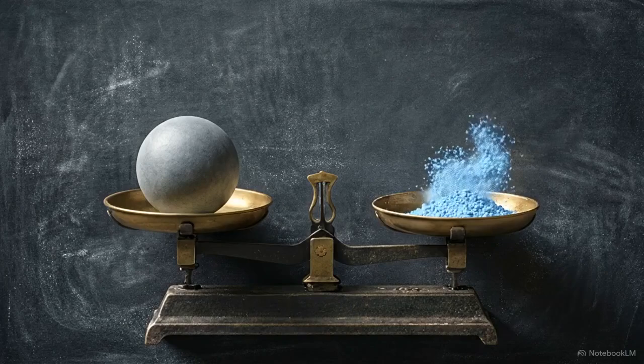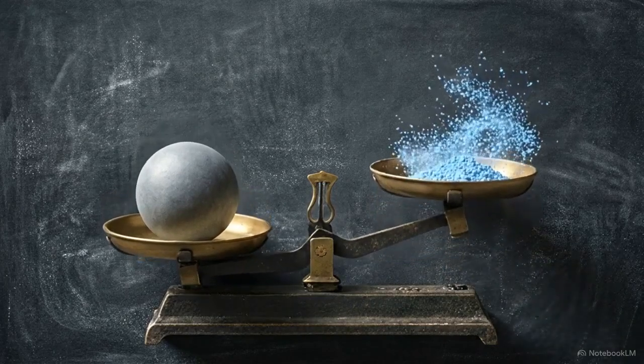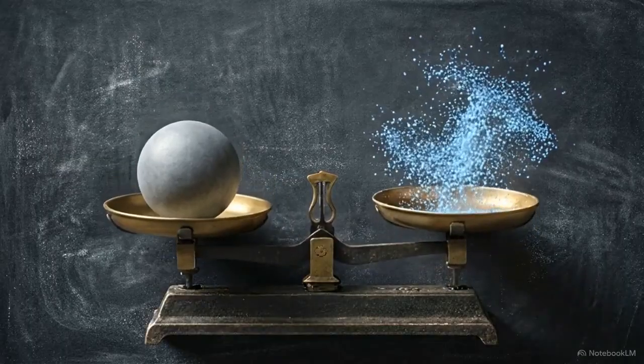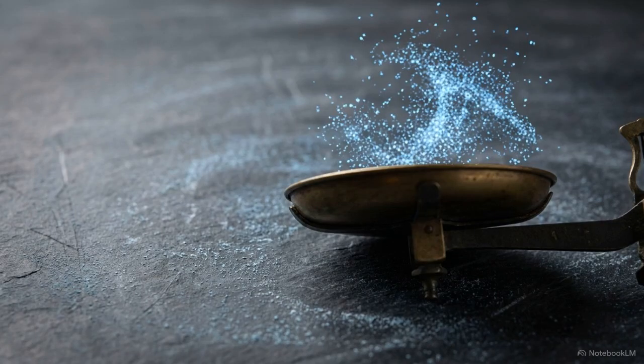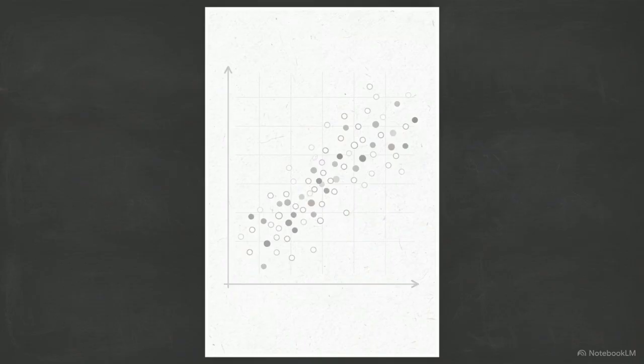A mathematical average can be deceiving. Two entirely different physical realities can sit on a scale and balance perfectly, despite one being a stable solid and the other a chaotic cloud of particles. This scatter plot shows how that happens.